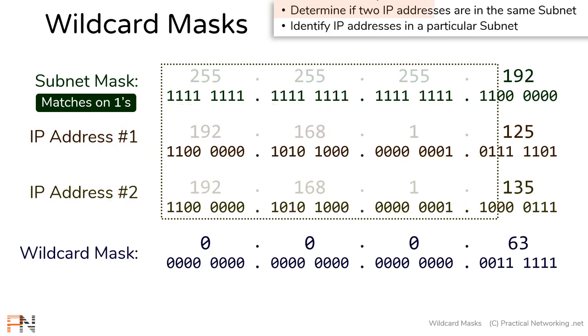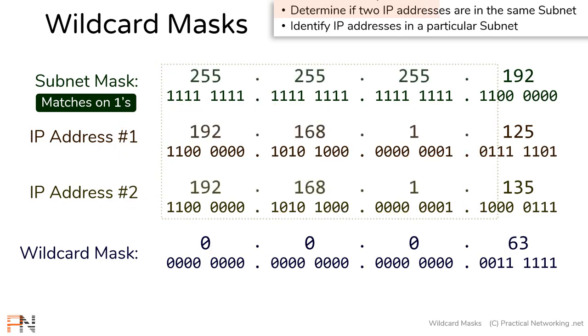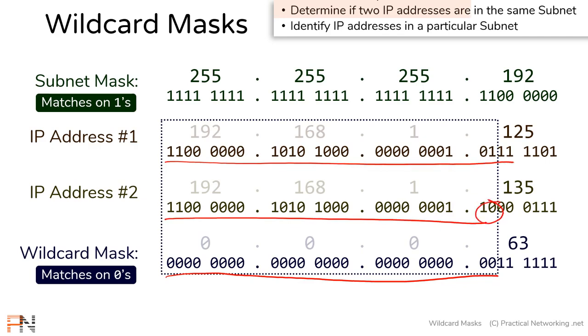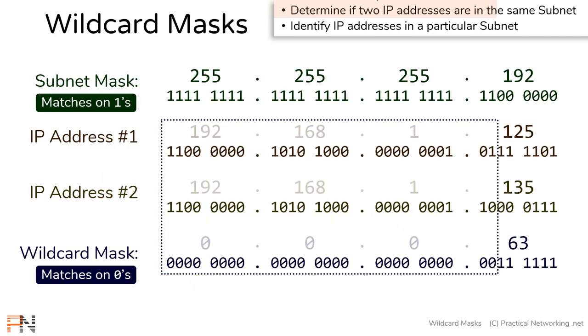We can do the same thing with a wildcard mask, except with a wildcard mask, we're going to be matching on zeros. And just like we did a second ago, we'll simply look in every area where there's a 0 in the wildcard mask, and if we have a match across all of those bits, then we know the IP addresses are in the same subnet. In this case, we don't have a match, therefore the wildcard mask can also tell us that these 2 IP addresses are not in the same subnet.